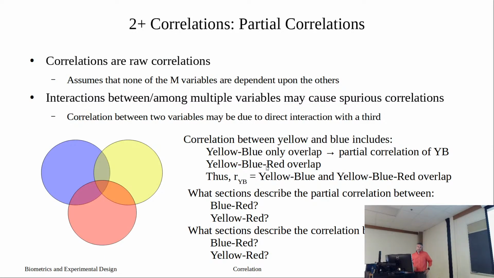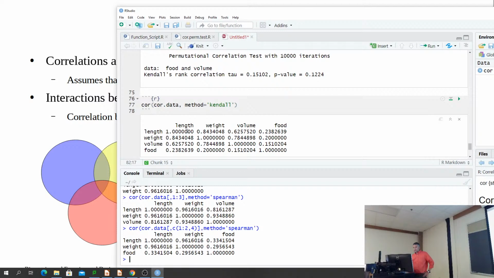All right, so these correlations represent raw correlations. And that assumes that none of the other variables in your data set depend on the other ones. We know that's not necessarily true, because if we have lengths and weights, those probably are used together to calculate a volume. So a correlation between volume and length is giving us the raw correlation.